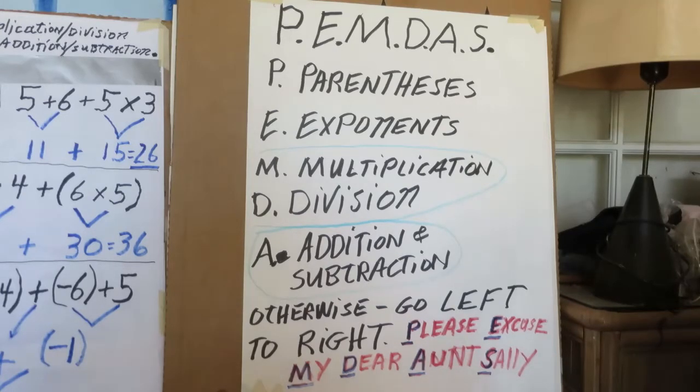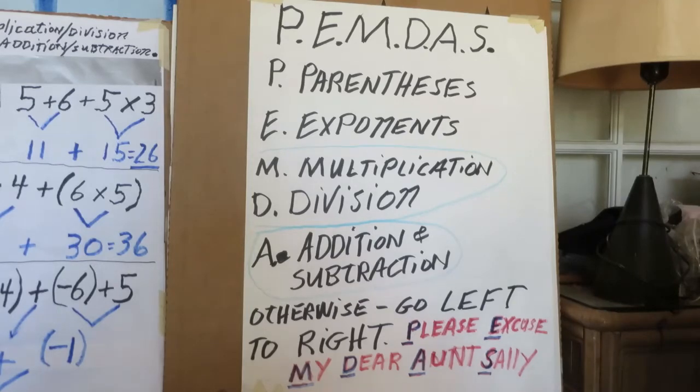E is exponents, and I have not introduced you to exponents, but I will show you a problem with exponents. So you would do what's in the parentheses first, and sometimes there can be more than one. There can be brackets which work the same way. Exponents. Then if the parentheses are done and there are no exponents, then you would do the multiplication and division. And as far as multiplication and division, think of them as one thing. You just work from left to right.